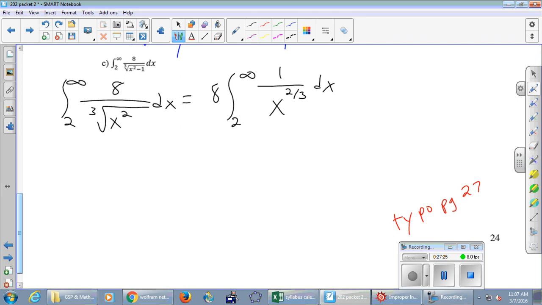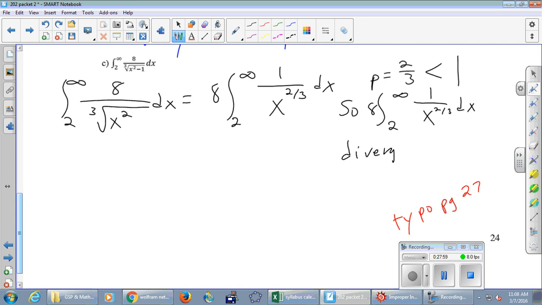Again, you've got two rows. Make sure you're in the correct row. This is one of the infinity ones. So which row is it, 1 or 2? It's row 1 again. But if this was a 0 to 1 integral, or 0 to some finite number, it's row 2. Okay, so how much is p in this case? P is 2/3, which is less than 1. So this integral, what does it do? Diverges by the useful integrals for comparison.